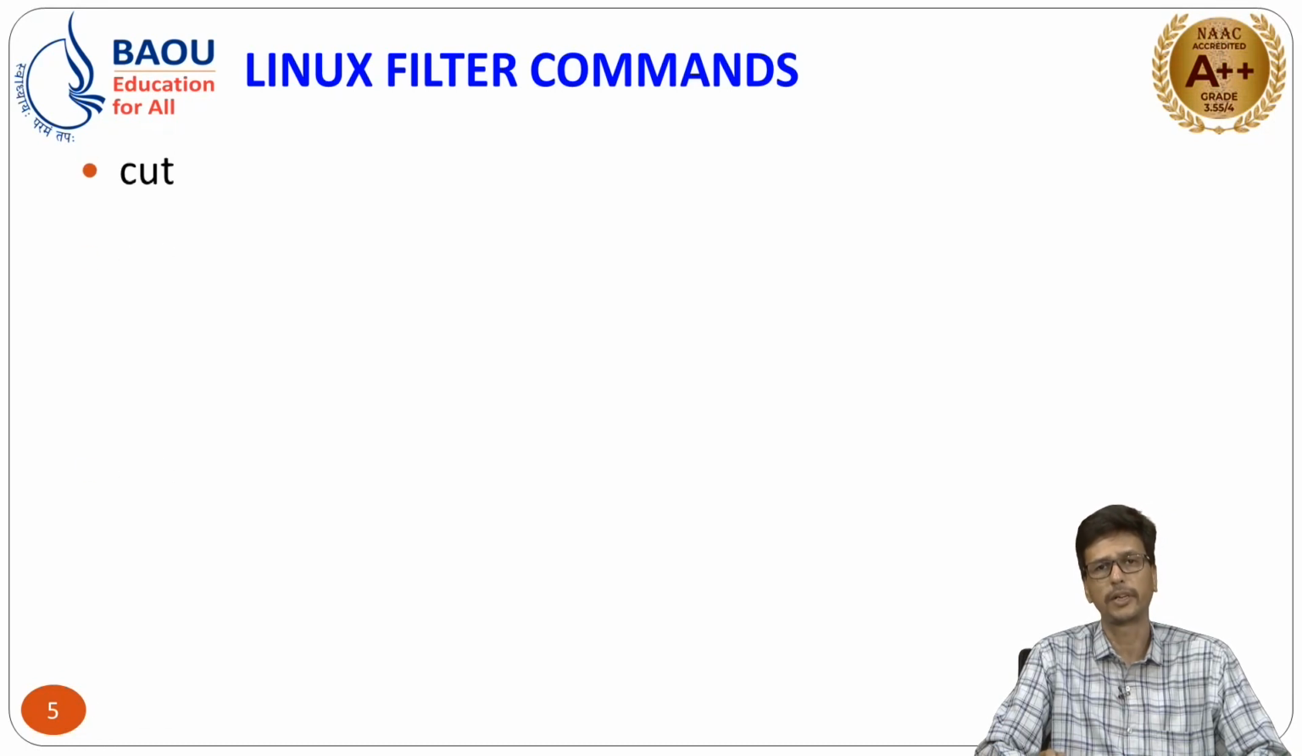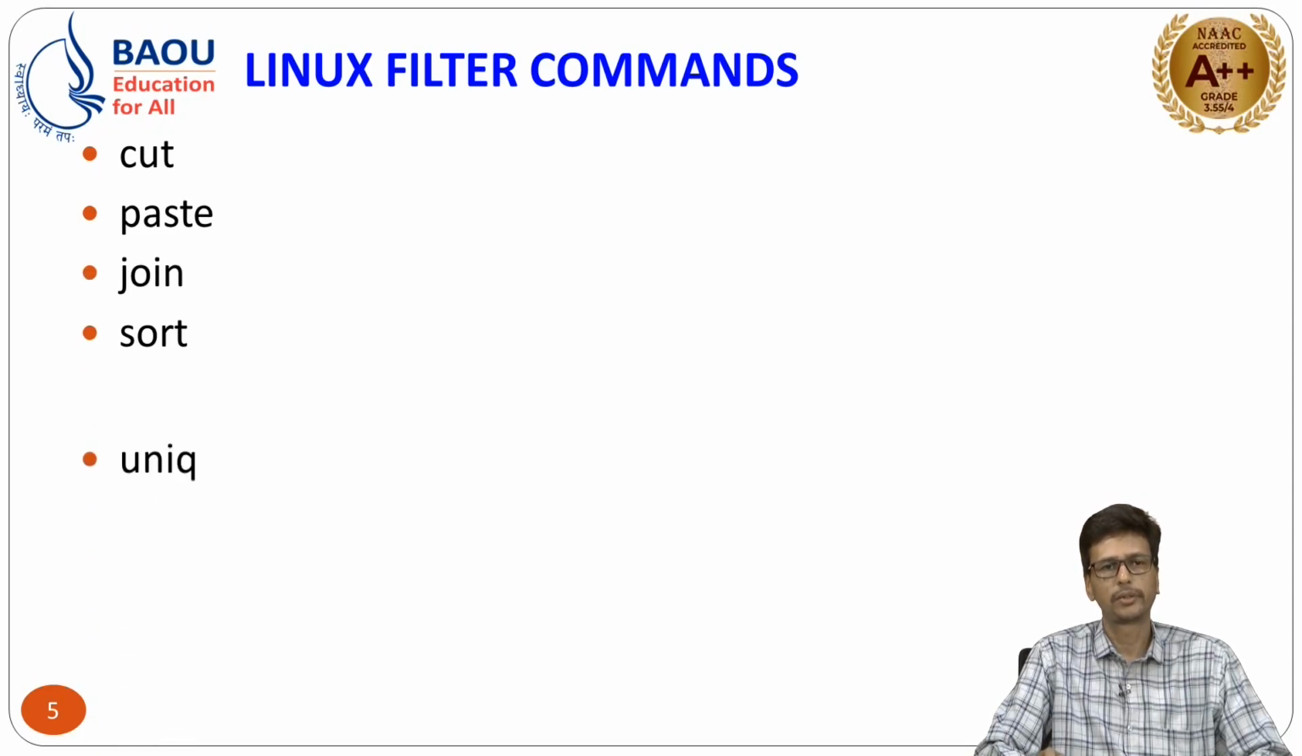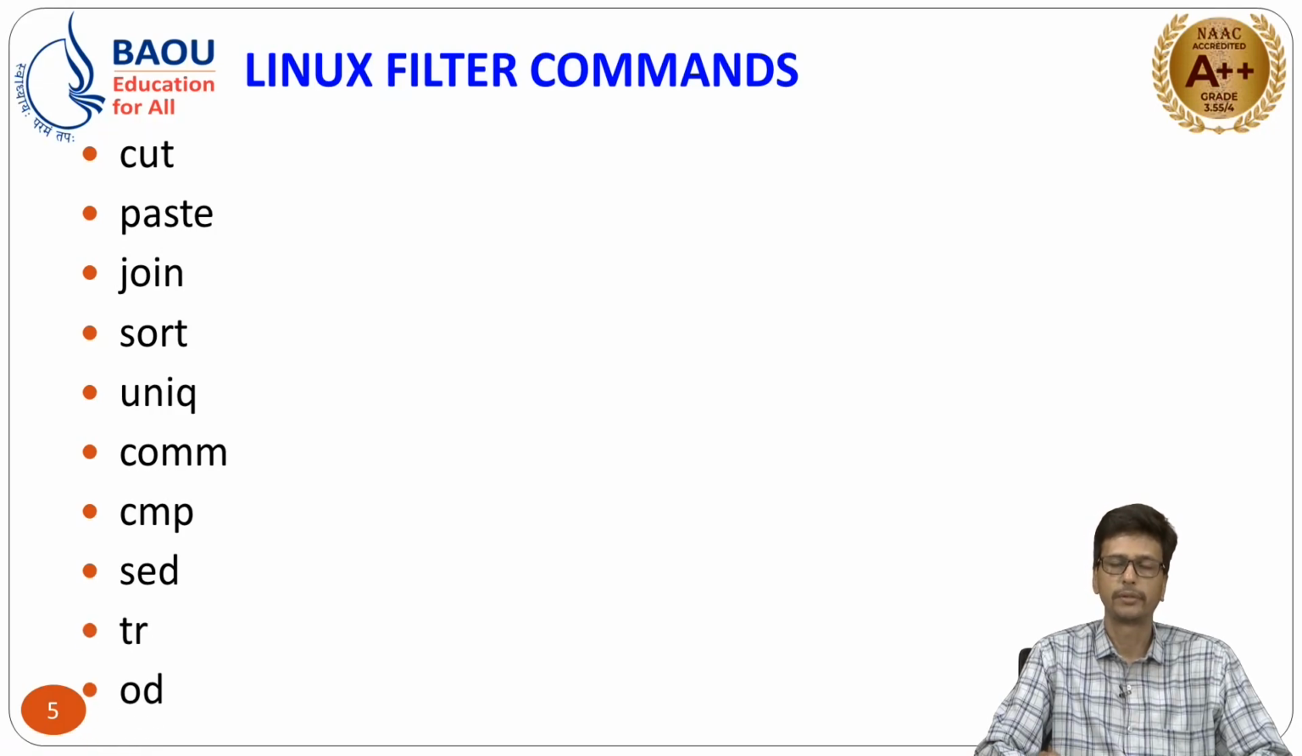So you can see on the screen, these are the different commands available that work as filters in the Linux or Ubuntu operating system. First is the cut command, then paste, join, sort, uniq, comm, cmp, sed, tr, and od. These are the different filters that we have to see in today's session practically.